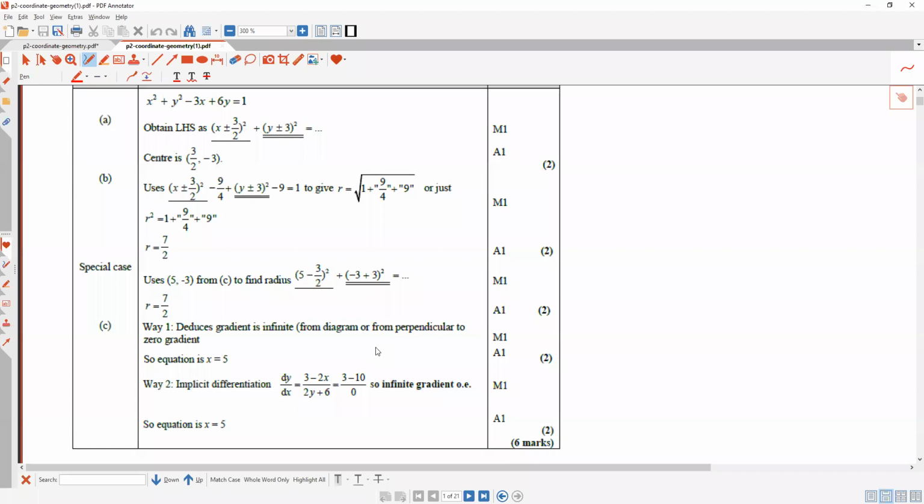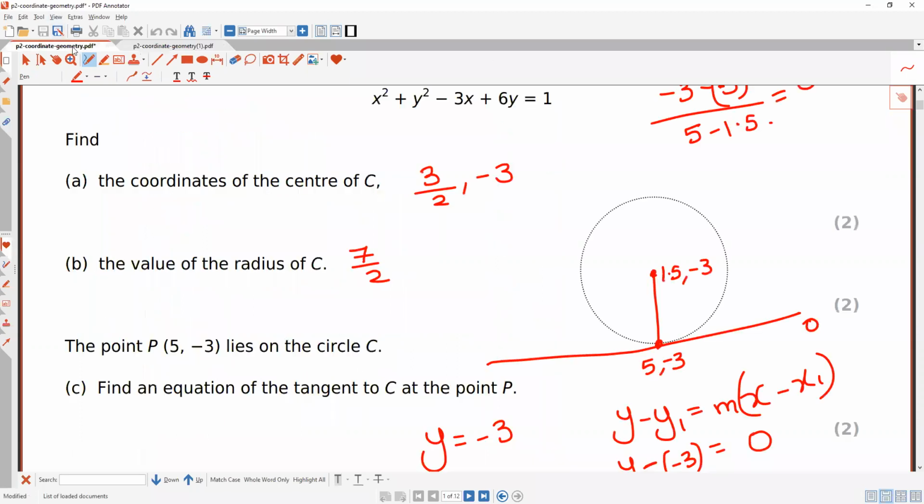Okay, let me just have a good go through it. Deduce the gradient of infinity from the diagram, perpendicular to 0 gradient. So the equation is x equals 5. Okay, implicit differentiation. No, we are not doing implicit differentiation here. Let me try that over here. Okay, so the gradient is 0 above, and below there was no x change.